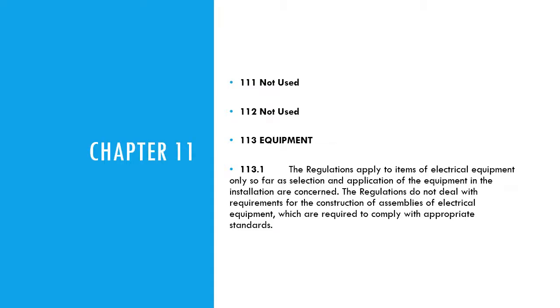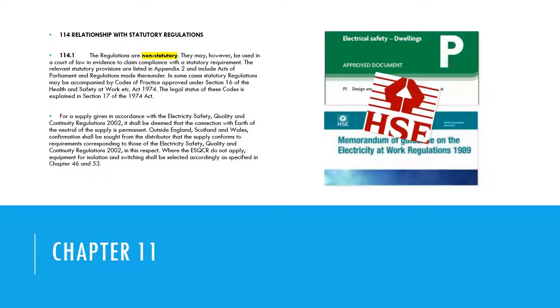Now chapter 11, 111, 112 are not used any longer. 113 covers equipment, and the regulations apply to items of electrical equipment so far as selection and use goes. The regulations don't deal with the requirements of construction of assembled electrical equipment. And although I've mentioned it before, 114.1 clearly states that the regulations are non-statutory. However, they may be used in a court of law in evidence to claim compliance with statutory requirements.